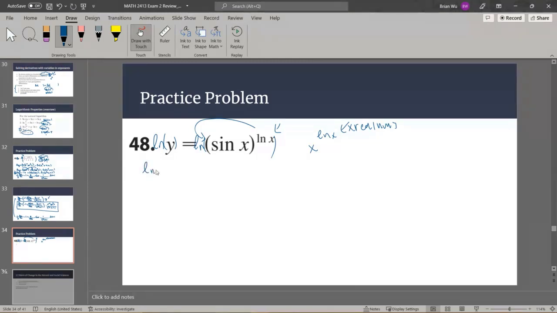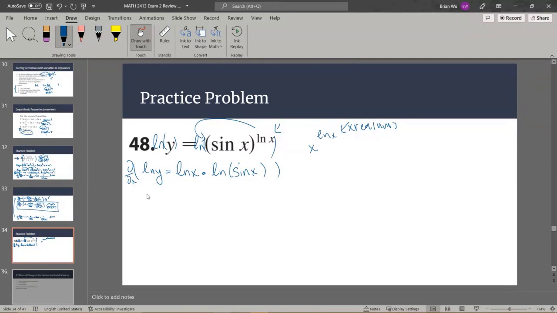All right, so ln y will be on the left. In this case, because the ln is within the exponent, we can bring it out. So we're going to bring it out as ln x, multiplied by ln of sine of x. Now if we differentiate both sides, this is just the product rule. There's no rule that tells us we can't differentiate this now, right?